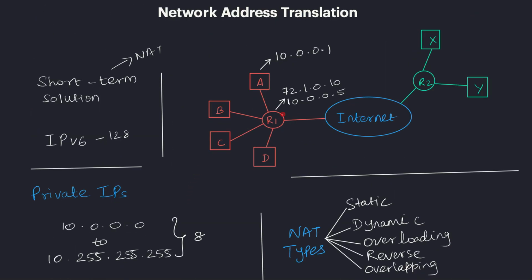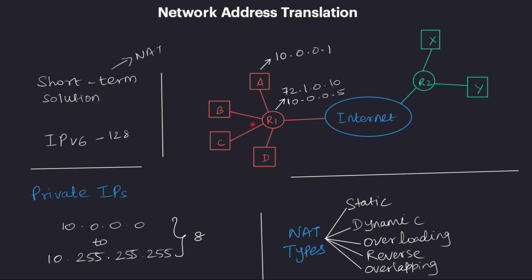Okay, so now if we go back to our diagram here, if you want to make this a private network, all we need to do is use IP addresses from the private range. So let's say, for example, we have chosen the 10 dot range for the IP addresses, and our router might have something like 10.0.0.5 as its IP address, and each of these devices may have different IP addresses within that range. For example, A might have the IP address 10.0.0.1.